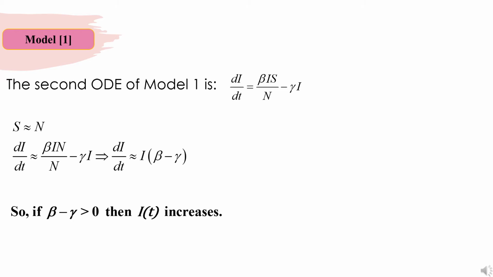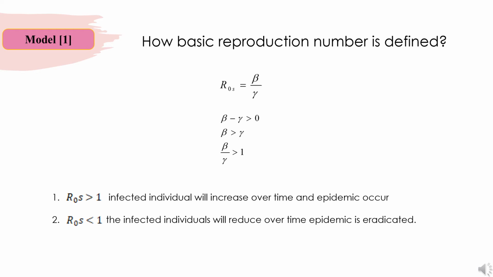For the simplest SIR model, which is model 1, we will focus on the second ordinary differential equation, which is dI/dt equals beta times I times S over N minus gamma times I. At the outset of the epidemic, nearly everyone is susceptible, so S can be approximated by N. Hence, dI/dt is approximately (beta minus gamma) times I. And if beta minus gamma is larger than 0, the infected individuals will increase over time. For the next slide, we will see how the basic reproduction number is defined.